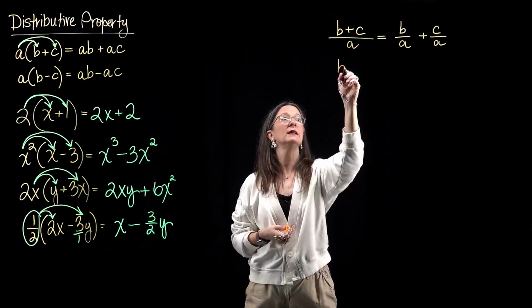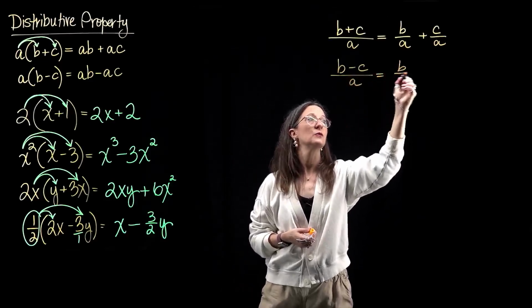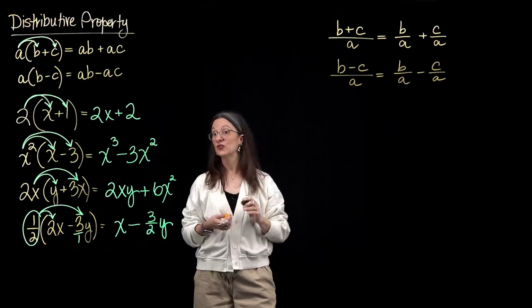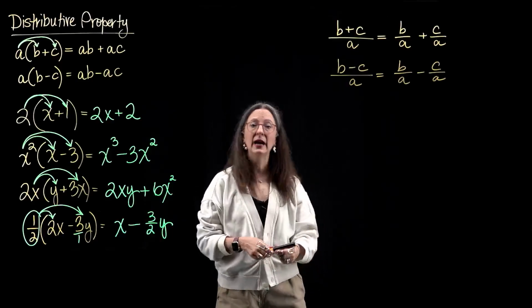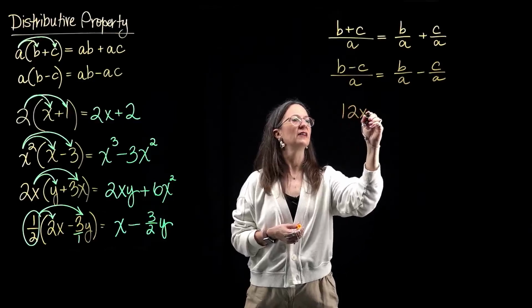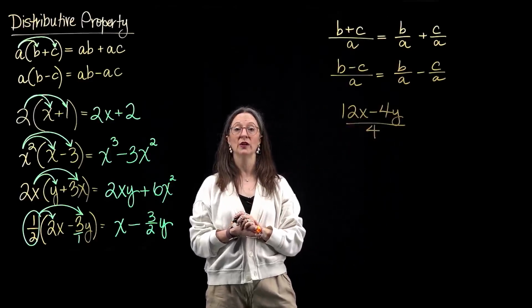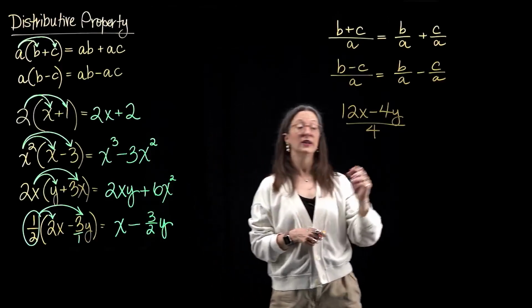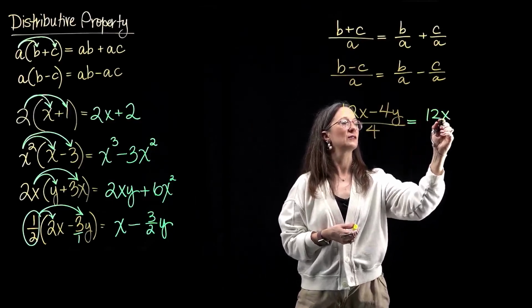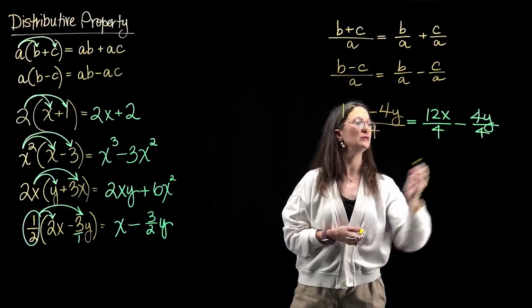Let me go ahead and write the subtraction one. B minus c divided by a. This would be b over a minus c over a. Okay, still distributive property. Let's look at least 2 problems out of this. If I had 12x minus 4y, and I had that divided by 4, I could rewrite this. 12x over 4 minus 4y over 4.